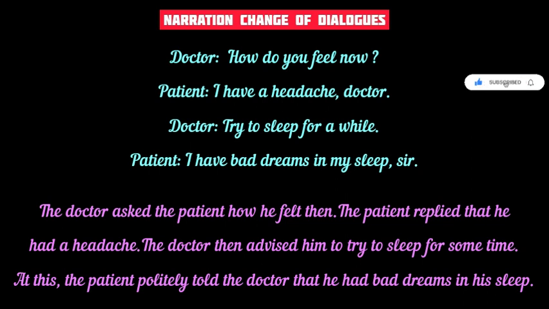So you see, we have to first identify the kinds of sentences used in each speech made or spoken in the dialogue. Then we change the narration in a paragraph format according to the rules. The doctor asked the patient how he felt then. Here the reporting verb is asked because the first sentence was an interrogative one.